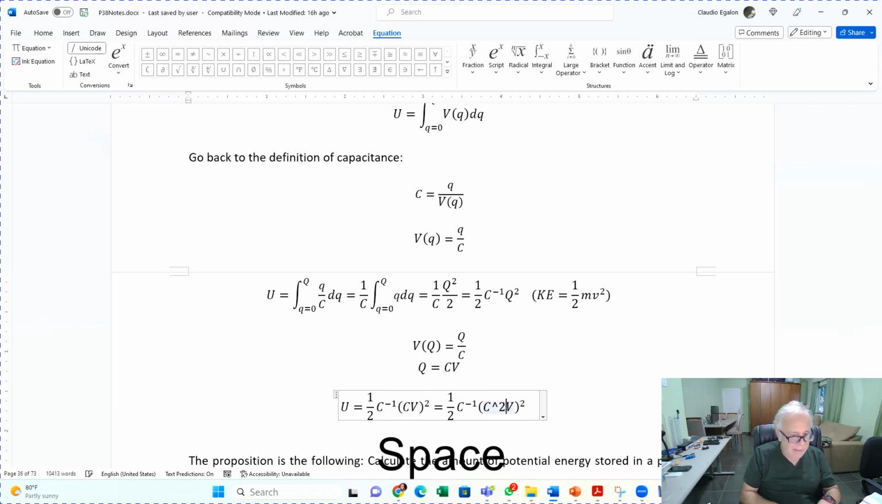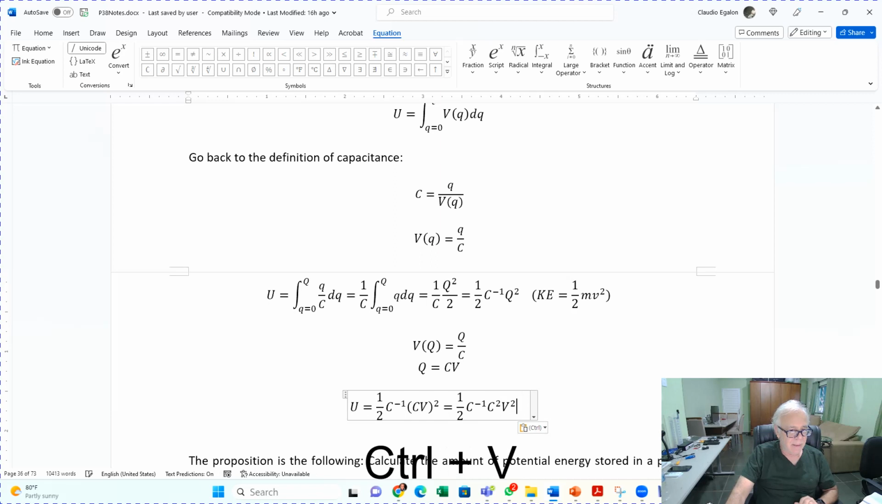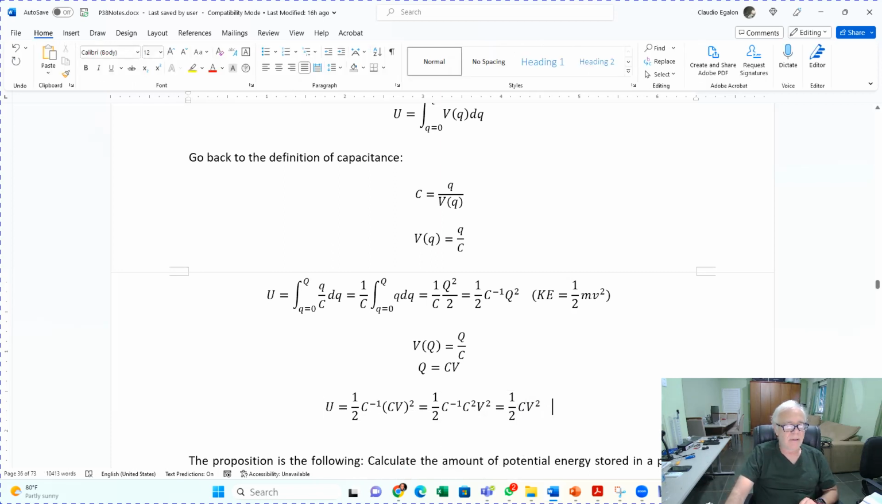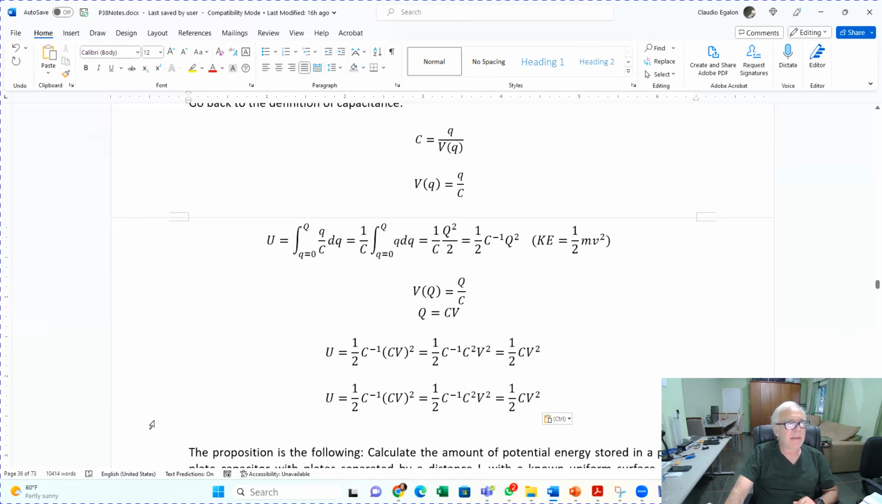We can distribute the squares and look what we end up getting. Another equation that's even more familiar compared to the kinetic energy, right? Now the C is upstairs with this new format of the equation. And the big V, which is electric potential, is squared as well. One more. Let's look at one more way of representing it.